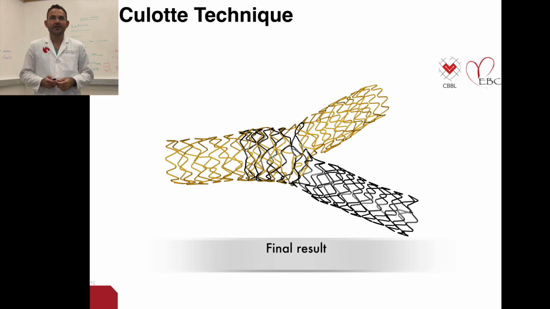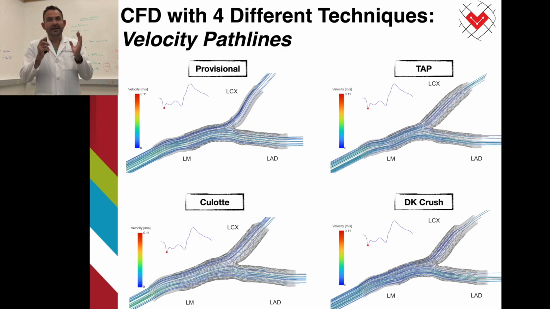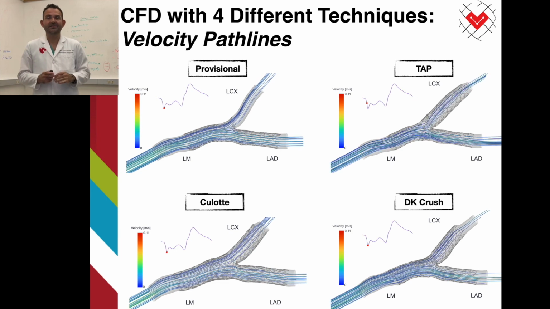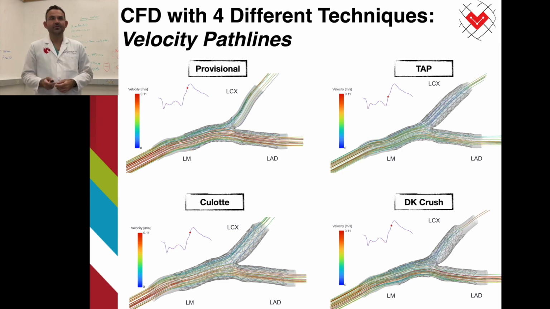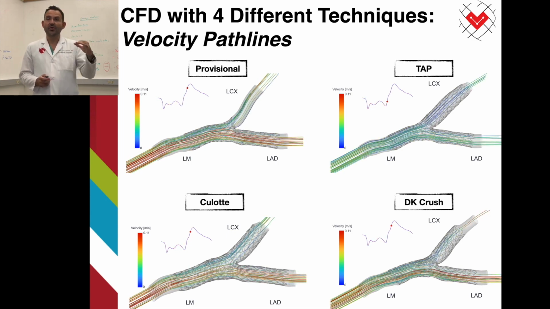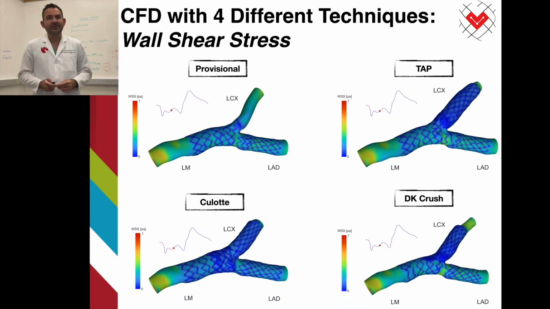Culotte and DK crush. Then for each anatomy, for every technique, we calculate with CFD the flow distribution across the stented segment. And you can see here the flow distribution with the provisional technique, with the TM protrusion, Culotte, and DK crush. You appreciate the flow acceleration across the stented segment with diastole. Also, we calculate the shear stress distribution across the stented segment. Again, we talk about the same bifurcation anatomy, stented computationally with 4 different techniques so that we can compare apples to apples, a head-to-head comparison between different techniques.